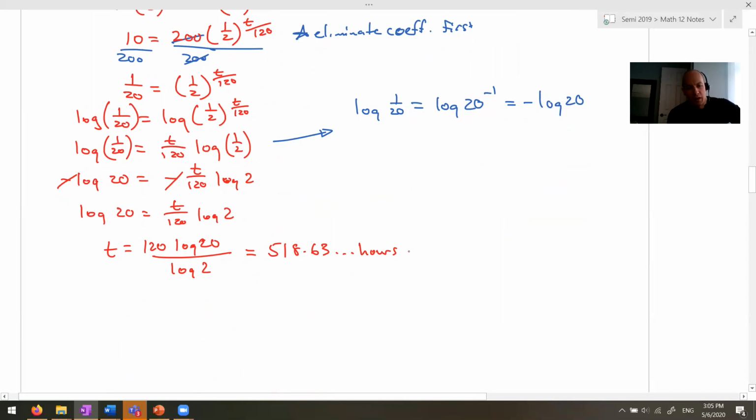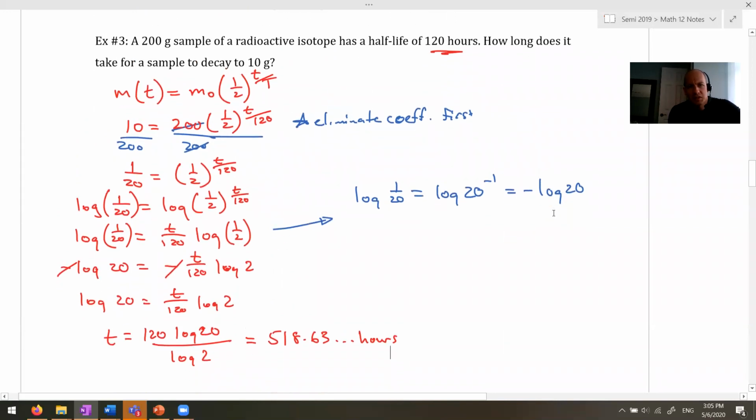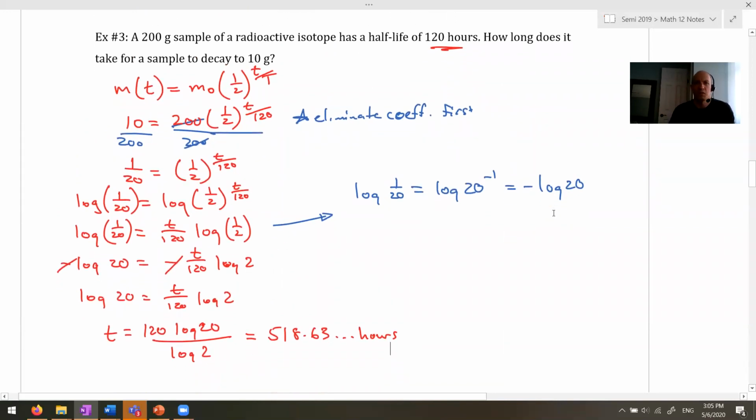Okay, word problems are great. I don't know why everyone hates word problems. I think they're fantastic because you can actually check your answer to see if it makes some sense. Does this make sense? So just do the finger thing, okay? After 0 hours, how much of this radioactive stuff should I have? Then I should have 200 grams. After 120 hours, that's 1 half-life, I should have half as much, so I should have 100 grams.